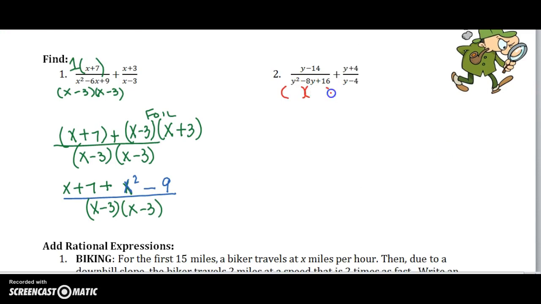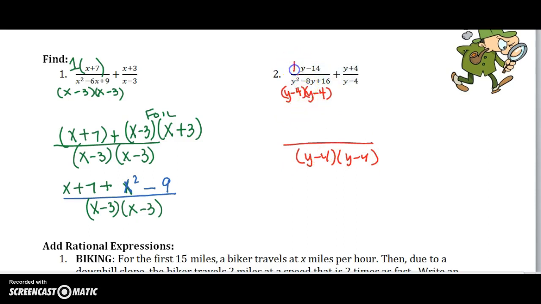Alright, let's factor our trinomial y, same sign, both negative, multiples of 16 that add to give us 8. How about 4? Nope. Yeah, 4 and 4. 4 and 4 add. Okay, y minus 4. Good. So our common denominator is y minus 4 times y minus 4. I can't use just one of them because this denominator needs 2 of them. So my least common multiple is the 2 of them.